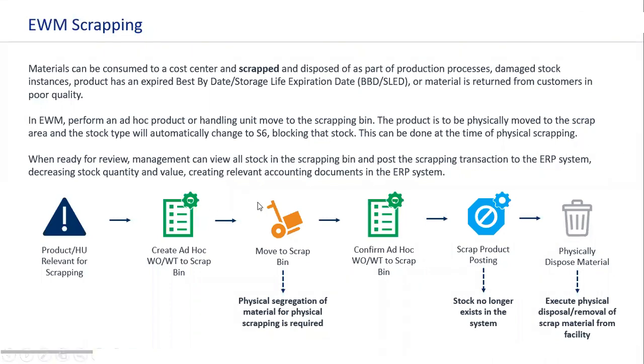So the process flow: for a product or HU relevant for scrapping, you create the ad hoc warehouse task to the scrap bin, then you physically move it to the scrap bin. So that would be physical segregation of material, or physical scrapping is required. Confirm that ad hoc warehouse task to the scrap bin on your RF. That's your guy on a forklift who's getting the pallet out of the location. Then the scrap product posting takes place. So you're basically removing the stock from the system and then physically disposing of it.